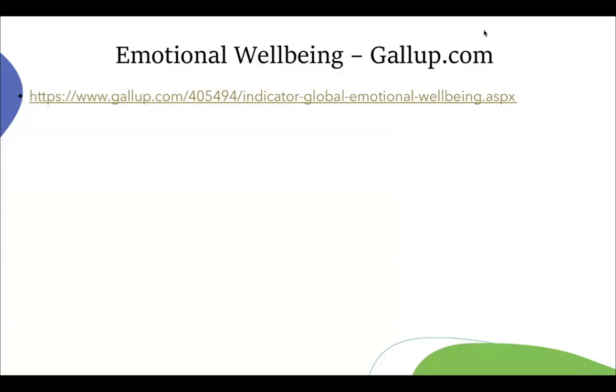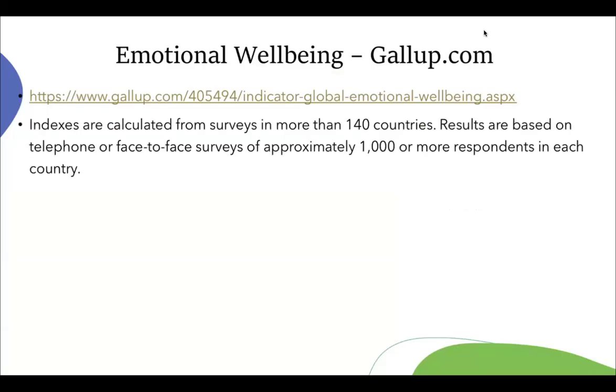How was it gathered? Here's the URL that you can visit if you want to read more about how this is analyzed. But in short, I'm going to summarize for you. Indexes are calculated from surveys in more than 140 countries. Results are based on telephone or face-to-face surveys of approximately 1,000 or more respondents in each country. So these are surveys, which means that we're not looking at the entire population. We're just looking at a sample of the population for this data.